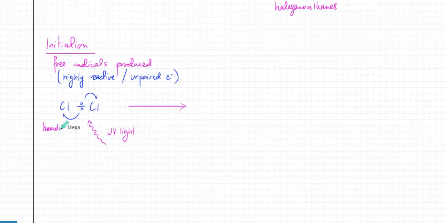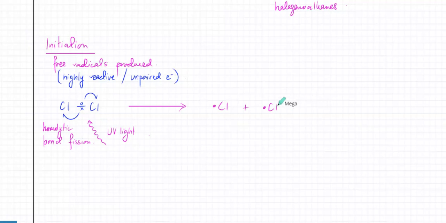Okay, so this one is homolytic bond fission, where the bond breaks equally. And whenever homolytic bond fission happens, free radicals are produced because the elements are left with unpaired electrons. So you get two Cl radicals produced. Now, a Cl atom is basically a Cl radical because a Cl atom doesn't have a complete outer shell.